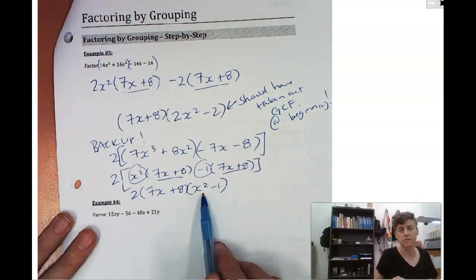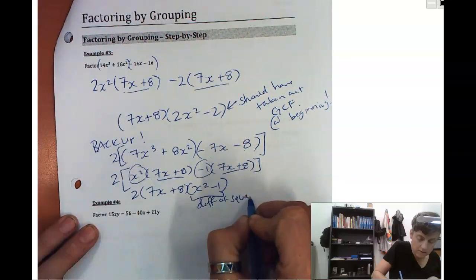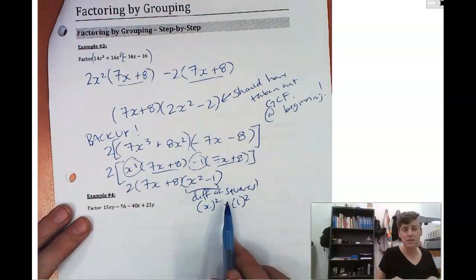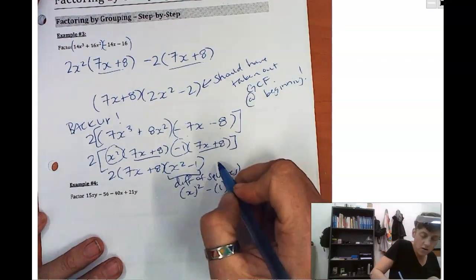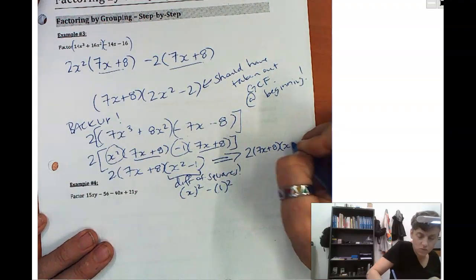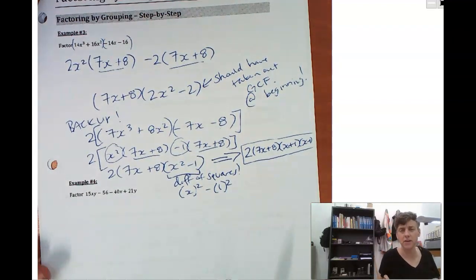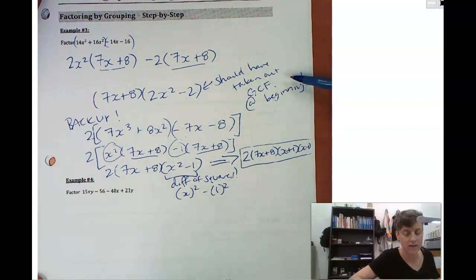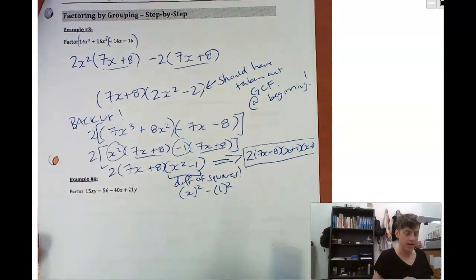Whoa, what's that? That's a difference of squares. That is x squared minus 1 squared. That means I can factor that to x plus 1 times x minus 1. So this is going to be all together 2 times 7x plus 8 times x plus 1 times x minus 1. Whee! Very good. Which we would have missed if we would have stopped right here and not taken out our greatest common factor at the beginning. Good thing we caught that mistake. All right. We won't forget it this time.